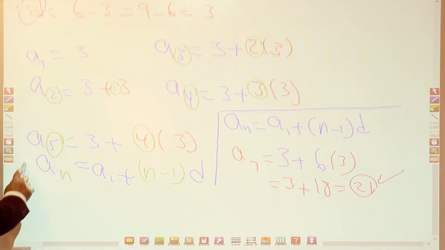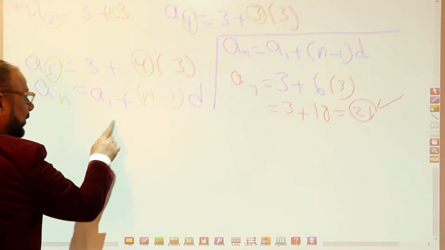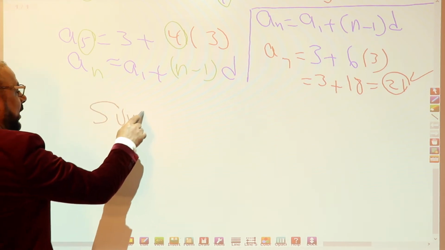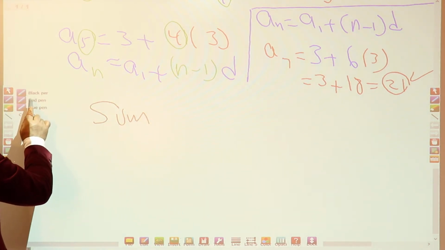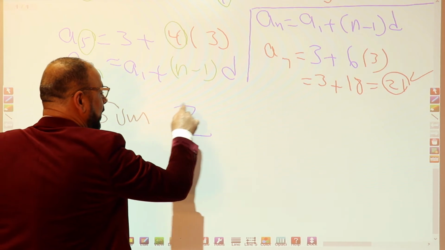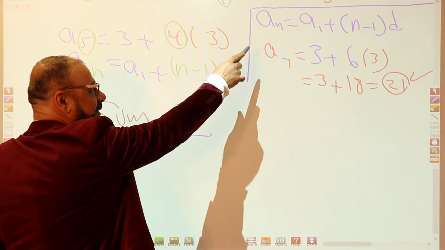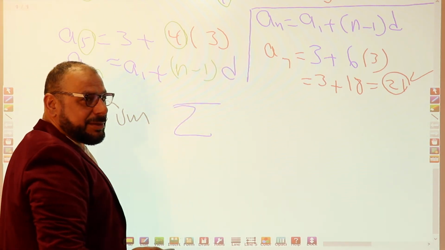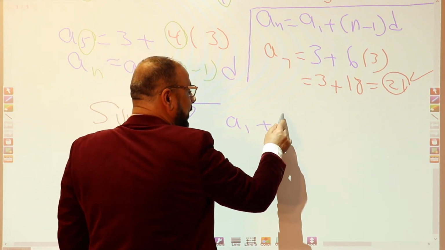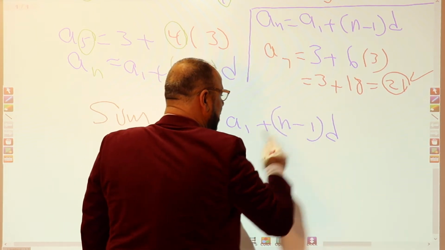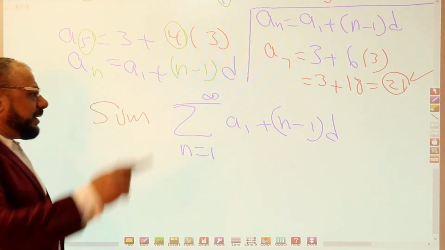Okay. What we need to know now is the sum. For the college student, this is for pre-calculus. We use a Greek letter for the sum, sigma. For an arithmetic sequence, what do we have? a_1 plus (n minus 1)d, and n starts from 1 and goes all the way to infinity.